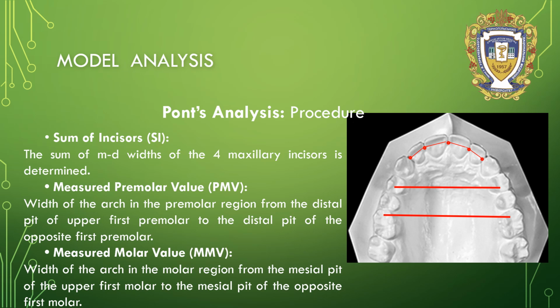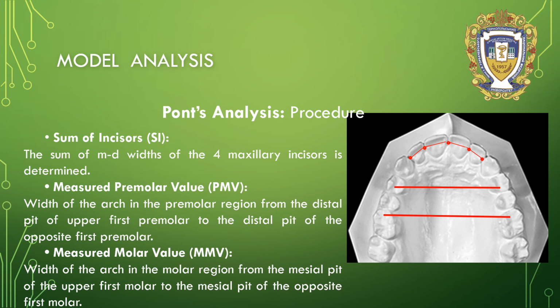What is the procedure of this analysis? First of all, we need to calculate the sum of incisors. The sum of the mesiodistal width of the four maxillary incisors is determined. Then, second step, we need to measure the premolar value.